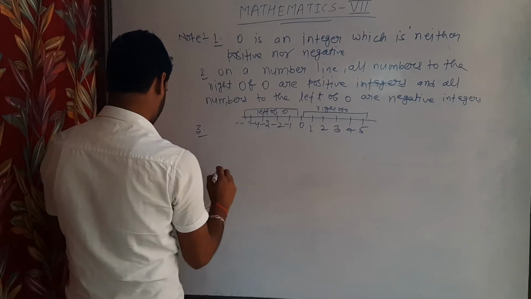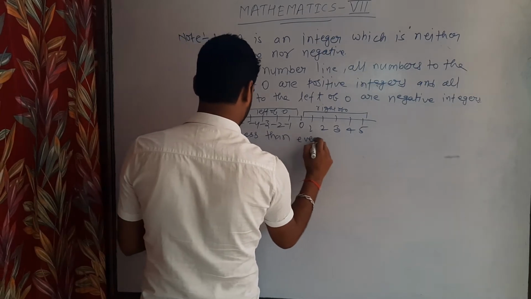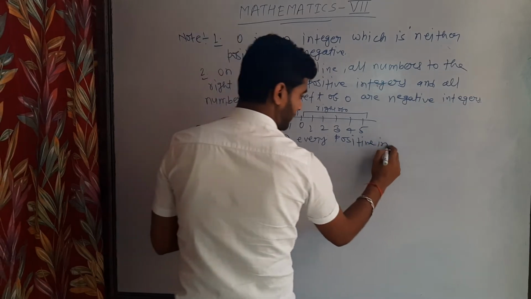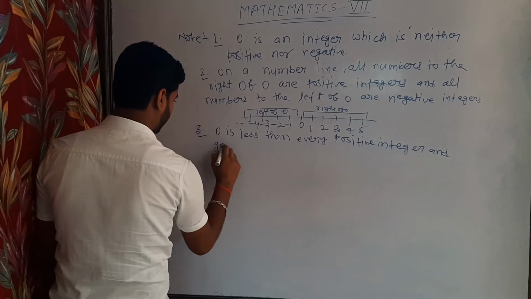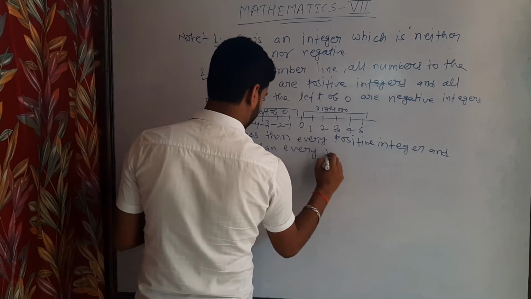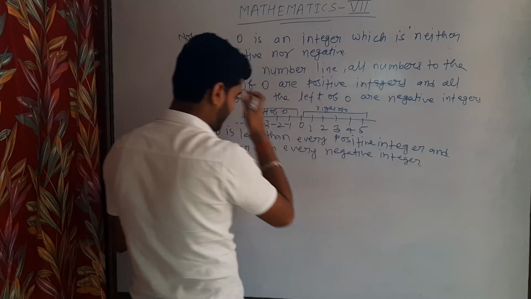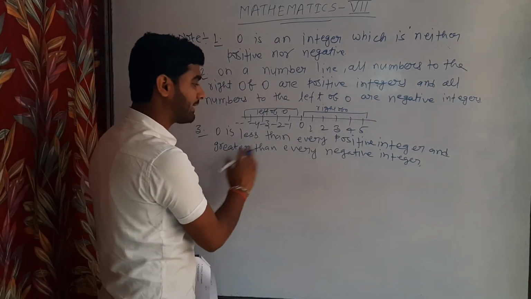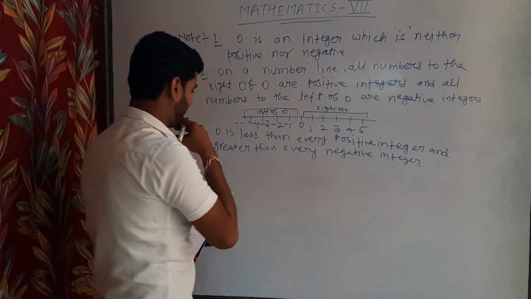Third, 0 is less than every positive integer and greater than every negative integer. That means 0 is greater than every negative integer.